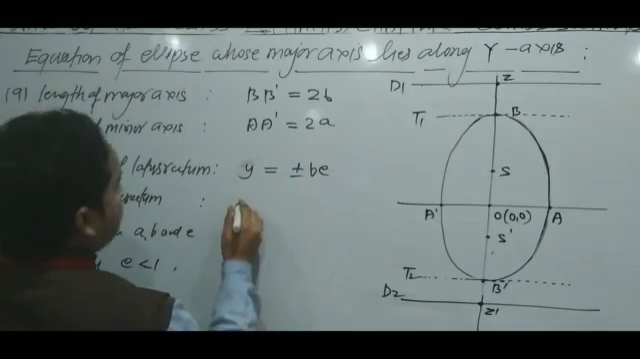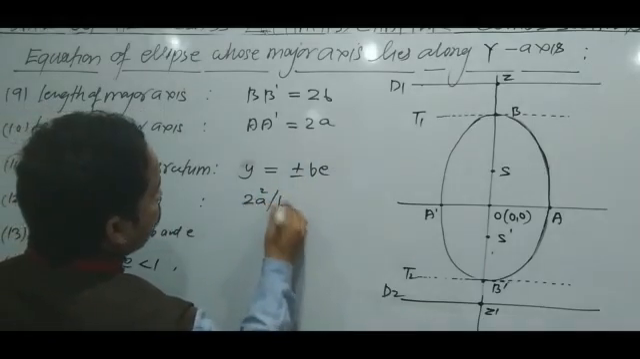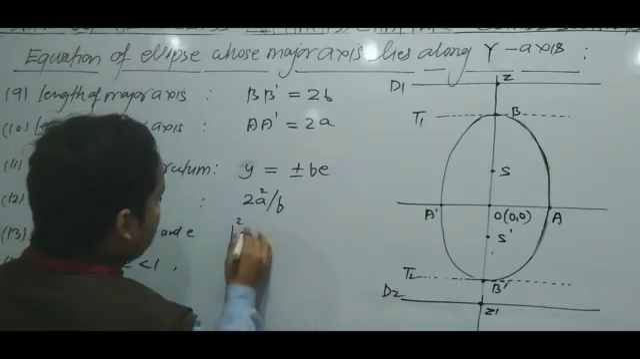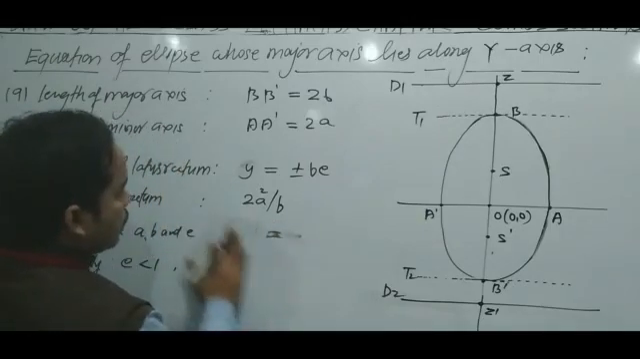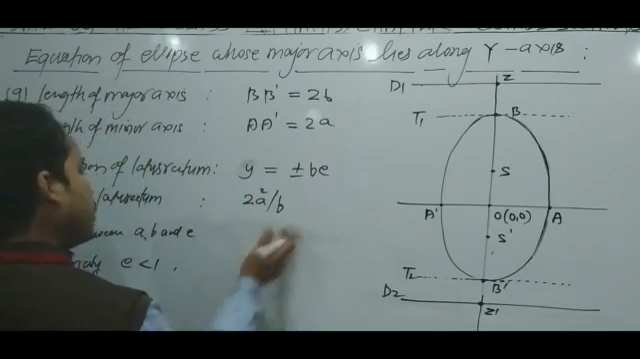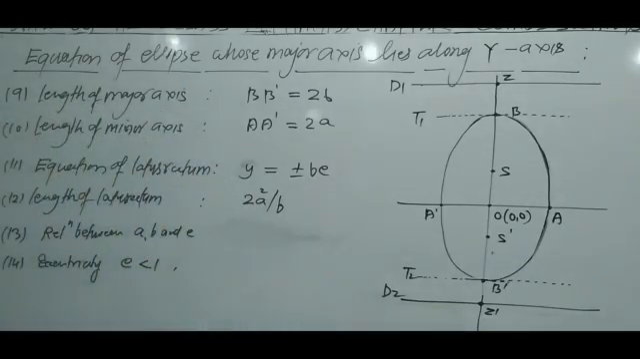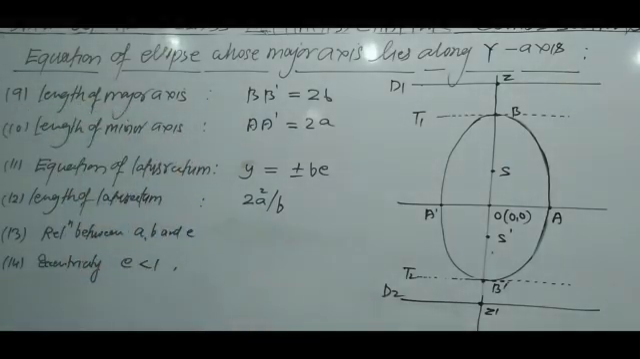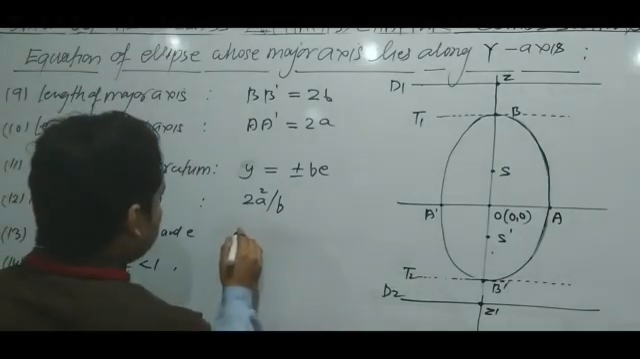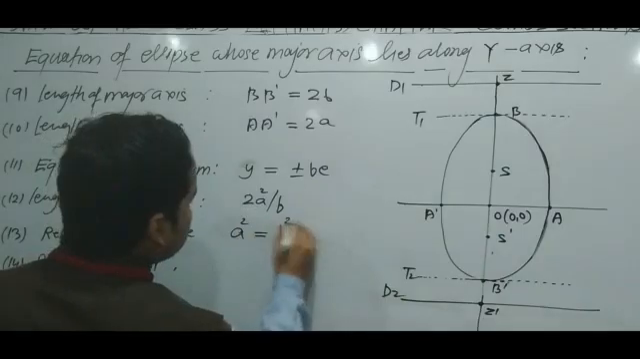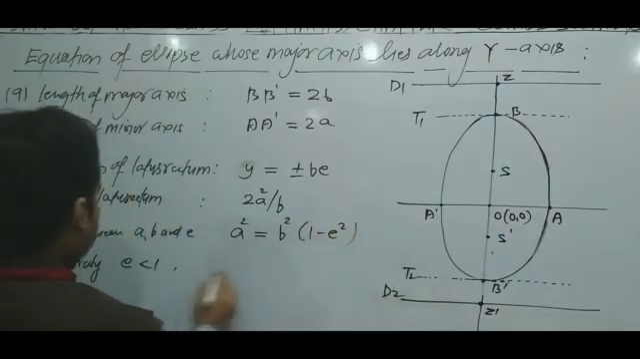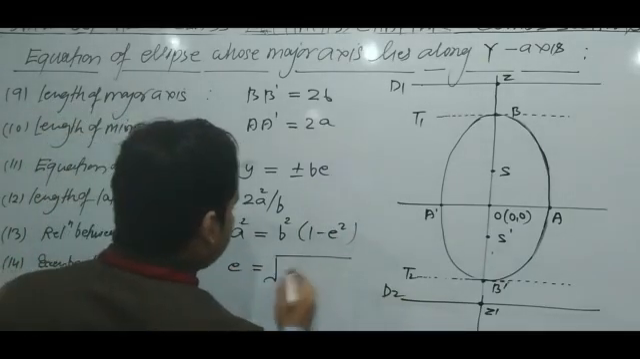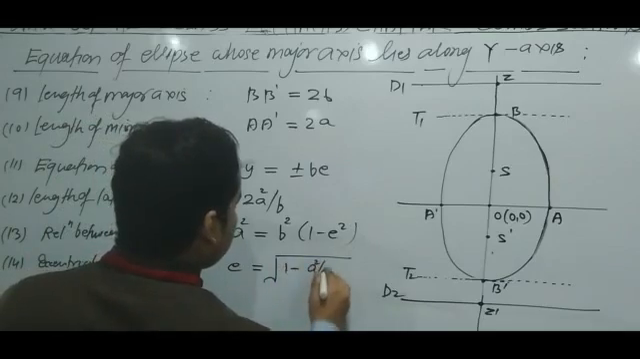Length of latus rectum is 2A square by B. And relation between A, B and E: A square is equal to B square in bracket 1 minus E square, and eccentricity E is equal to root over 1 minus A square by B square.